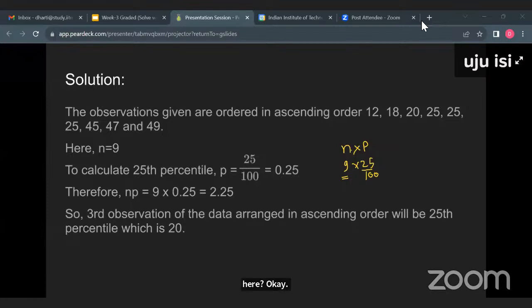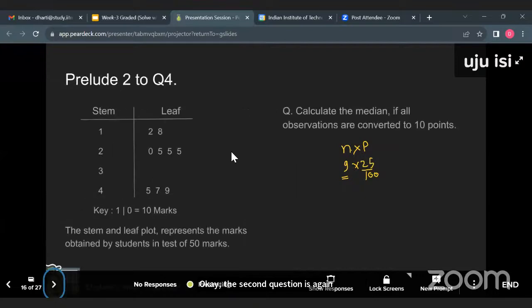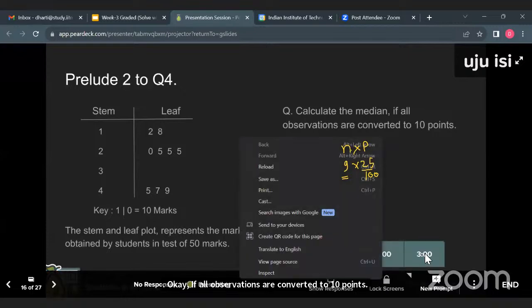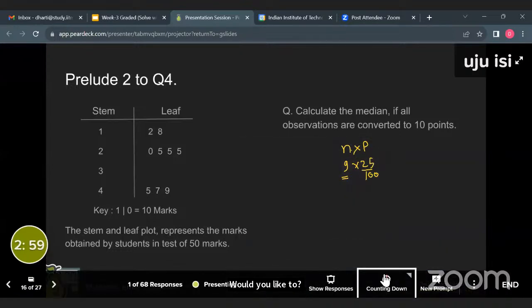The second question is again on the percentile itself. There is a stem leaf plot again, the same stem leaf plot, and it shows marks obtained by students in a test of 50 marks. Calculate the median if all observations are converted to 10 points. Would you like to try this question, then I will explain the solution. You have to calculate the median now. How will you calculate?